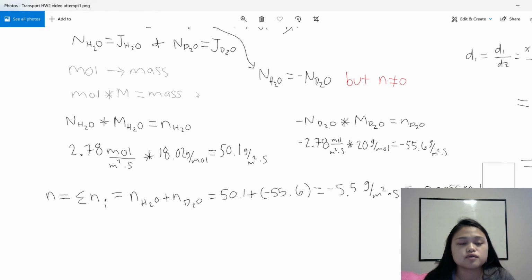So to convert from moles to mass, you multiply the amount of moles times the molecular weight for that specific species to equal the mass. So you can also apply this to our molar fluxes to get our mass fluxes. The same approach is taken, and then we end up getting these values here, and then you sum those mass fluxes to get the net mass flux. And with that, I get negative 5.5 grams per meter squared per second.